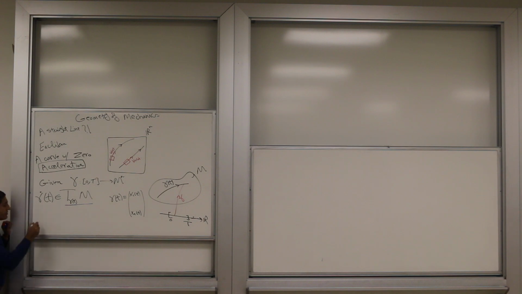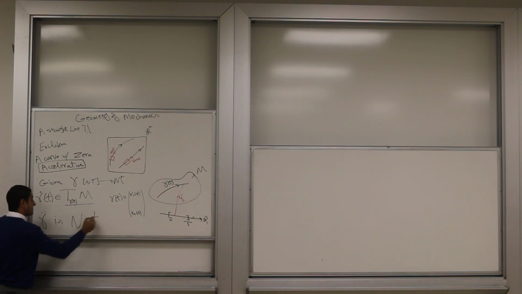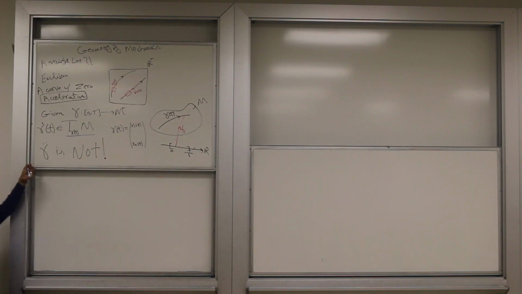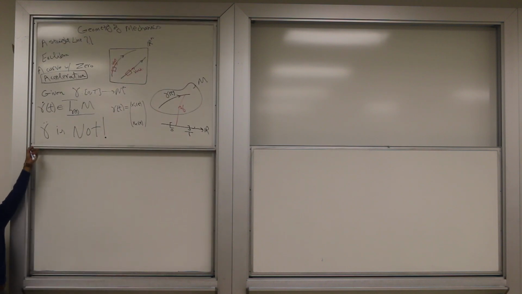Okay, what about the acceleration? Gamma dot is very well defined, but gamma double dot, if you differentiate again, this is not defined as a tangent vector. How come? Well, let's have a very simple example to show.